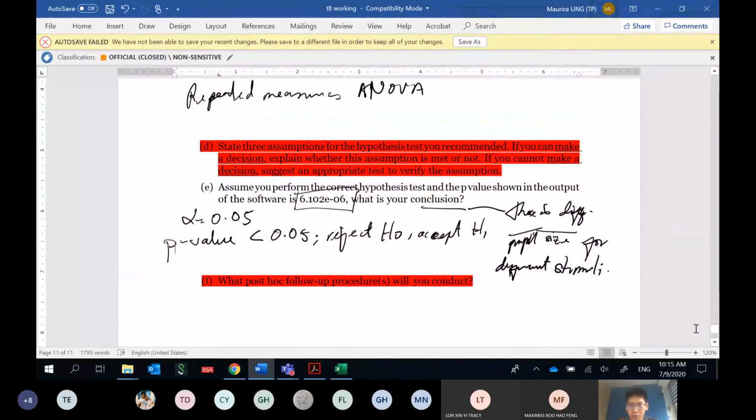Max, do you know what's happening or not? Yeah, I was confused about how to find the... Yes, you need to find the critical value here. It's just the alpha. So think it through. If you have a problem, then you ask on the class chat as well.